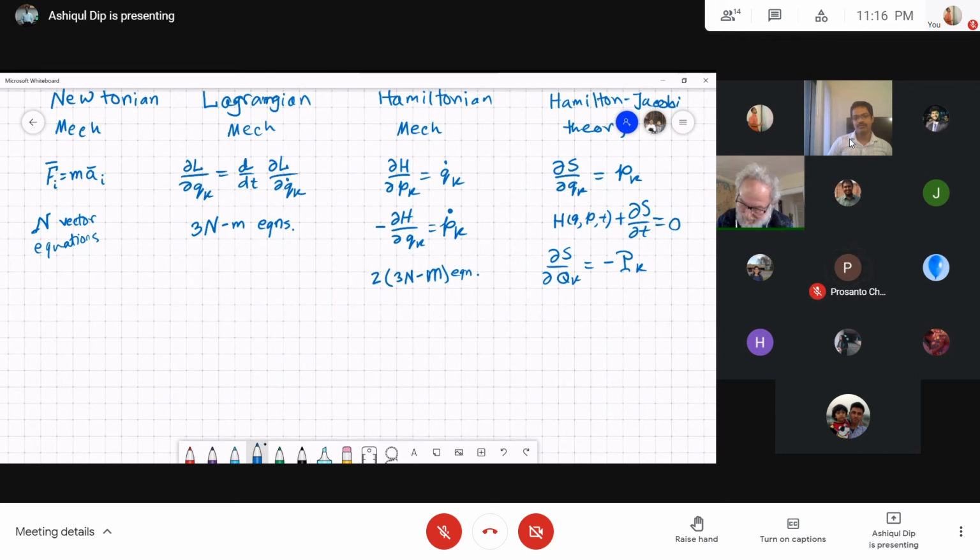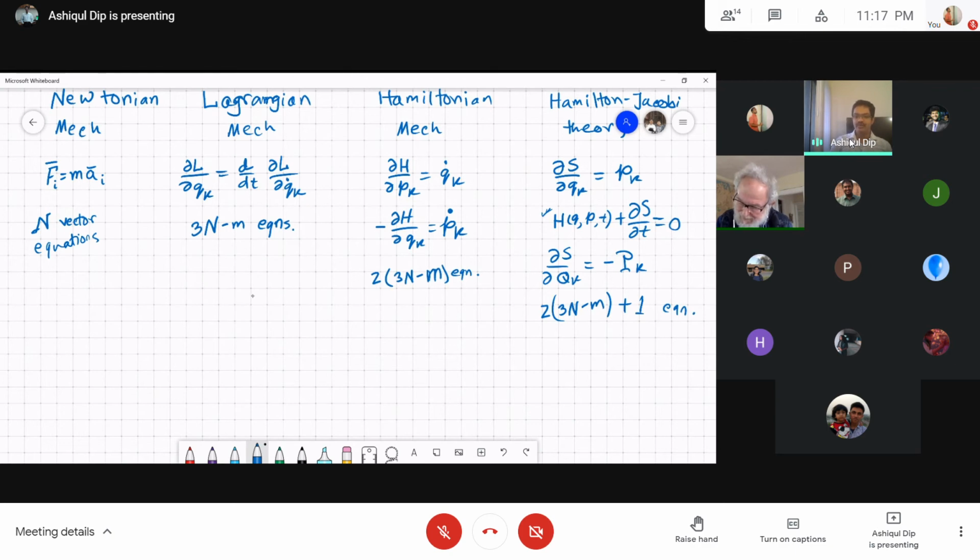So how many equations do you have here in Hamilton-Jacobi theory? The second equation should just be counted. Yes. So that's 2 into 3n minus m plus 1. Yes, it's 2 into thrice n minus m plus 1 equations here.